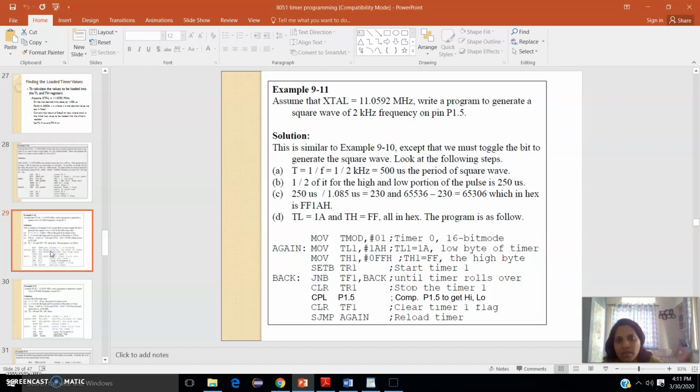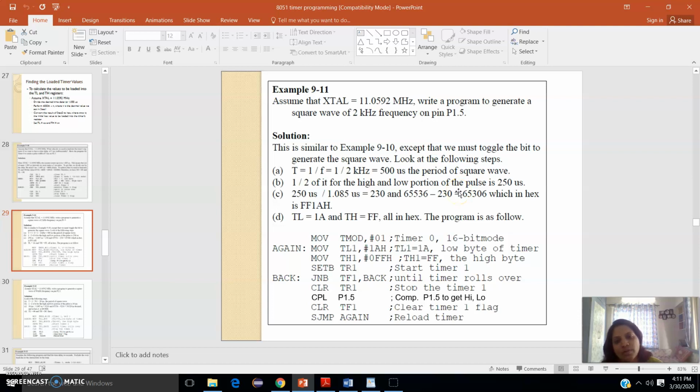Now the next example is one in which the frequency is given. Here we want to generate a square wave. A square wave has two portions, high and low, so half of the period is for each portion. Here a frequency of 2 kilohertz is given. Whatever the frequency is, we know how to calculate the time: time is nothing but 1 upon frequency. So the period of the square wave is 500 microseconds, and half of it for the high and low portions is 250 microseconds.